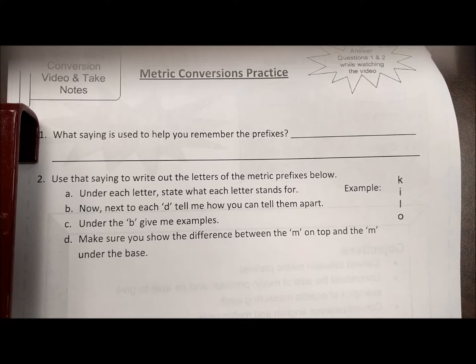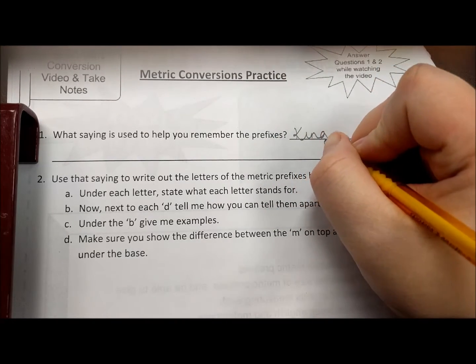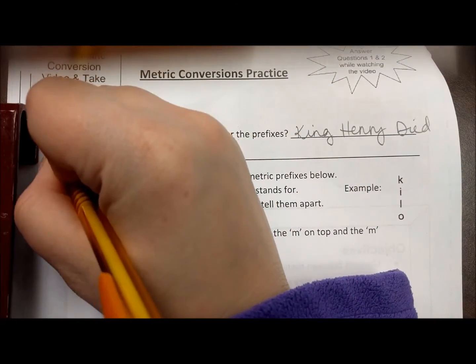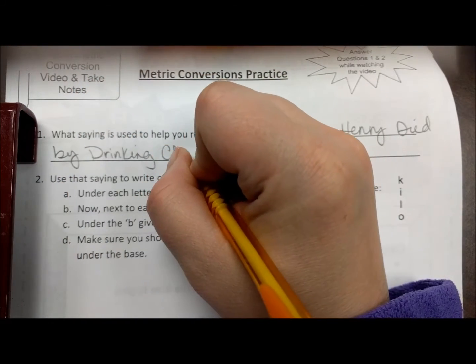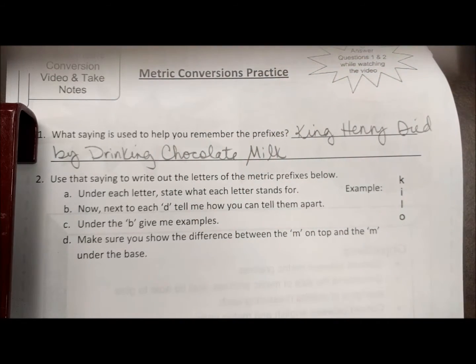Okay guys, in this video we're going to talk about some metric conversions. So one saying to help you remember the prefixes is King Henry died by drinking chocolate milk. And if you can remember that saying, the first letter of each of those words will write out your metric prefixes. So King Henry died by drinking chocolate milk.